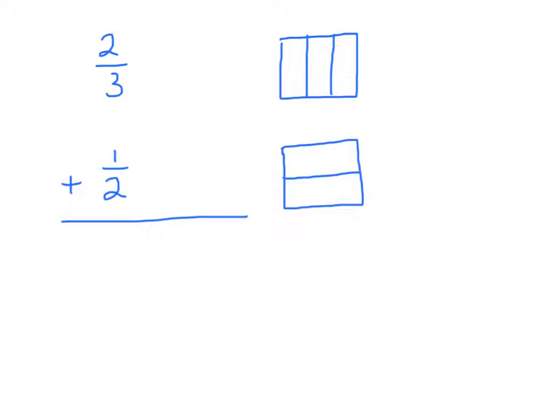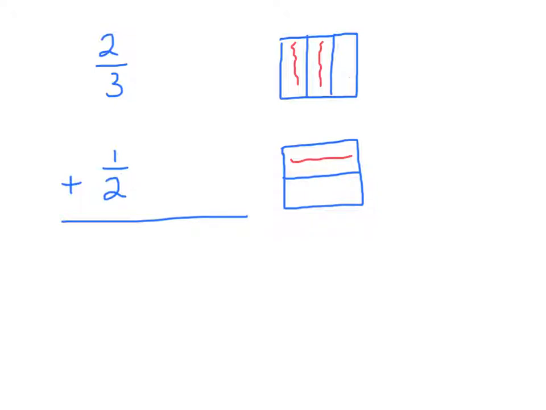You can see here I have the problem 2/3 plus 1/2, and I have a picture showing something divided up into thirds and then the same size rectangle divided up into halves. Well, I certainly cannot just add together the thirds and the halves because I have different size pieces. It'd be like adding apples and oranges.